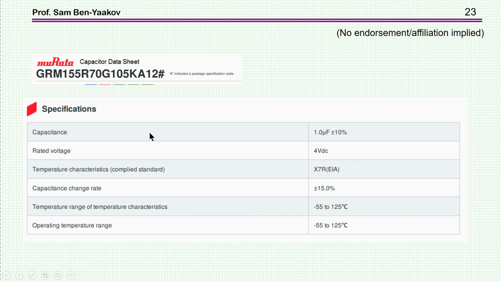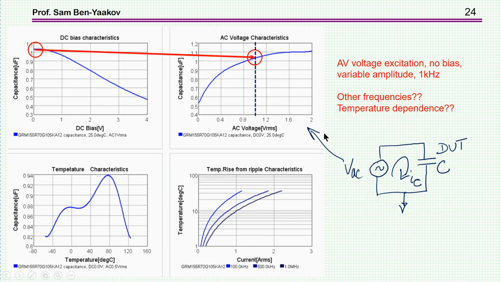Okay, so let's have a look here. Let's take an example, Murata. Again, no endorsement implied. This is a 4-volt capacitor, X7R, 1 microfarad capacitor. And we see some similar parameters we talked about, but there's here a new type of graph, which, by the way, Murata is one of the few companies who provide it. Other companies don't even provide this information. Okay, so what does it say?